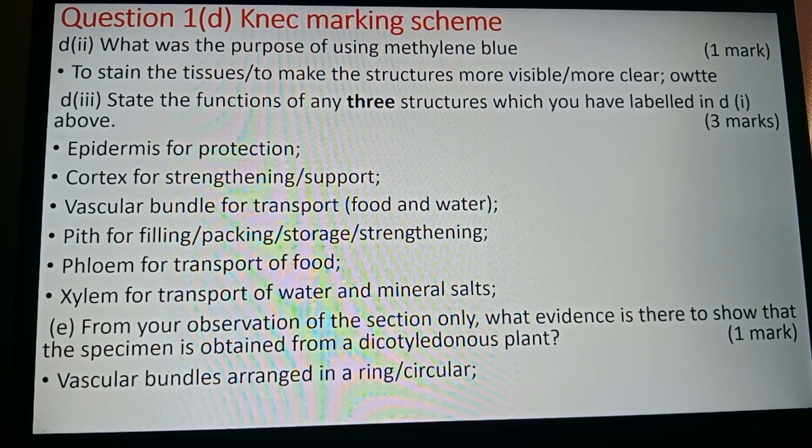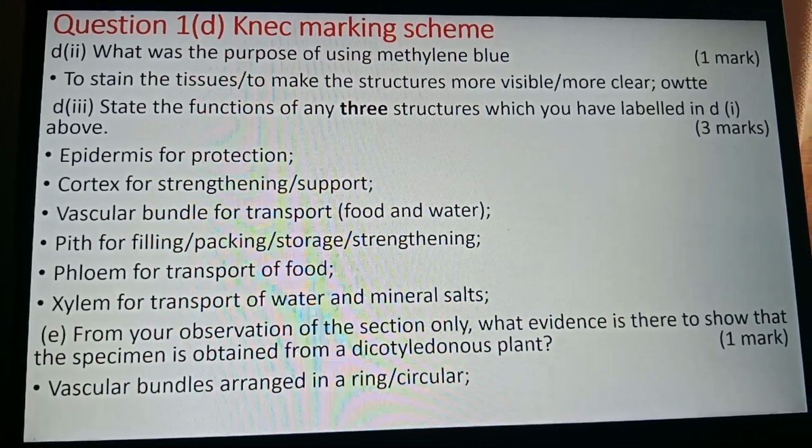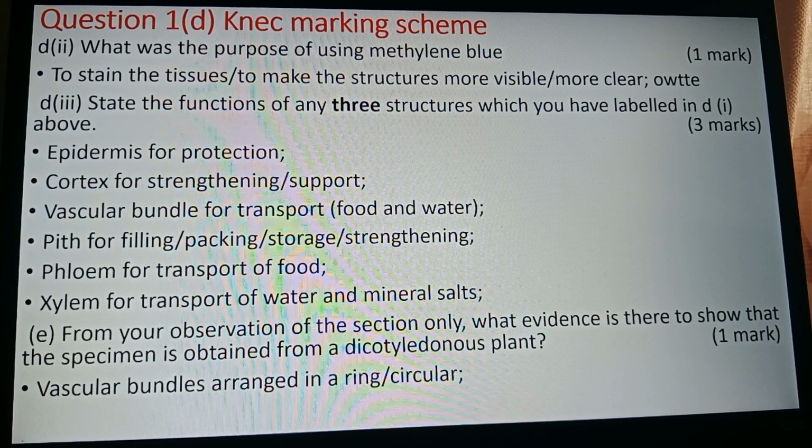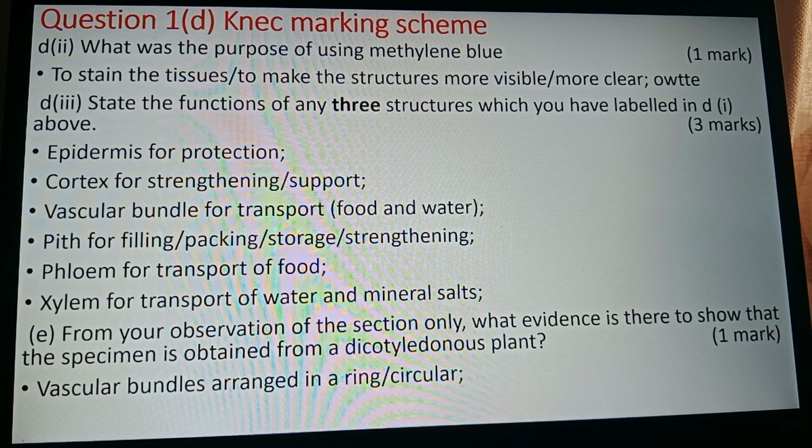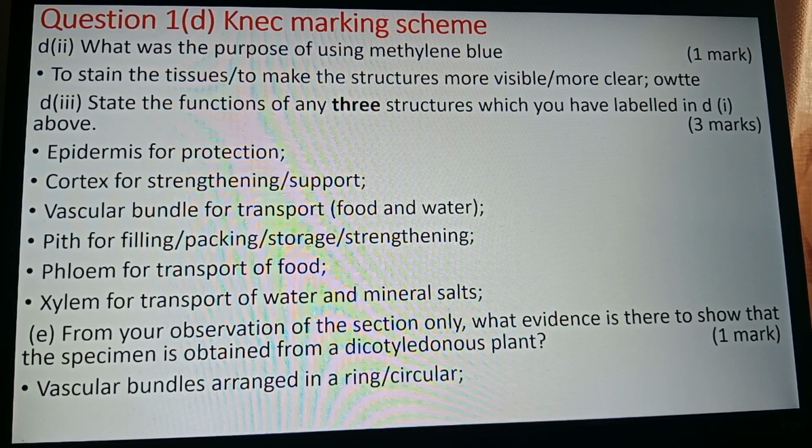Question 1D. What was the purpose of using methylene blue? To stain the tissues, or to make the structures more visible or clearer, or words to that effect. State the functions of 3 structures which you have labeled in the above. We have epidermis for protection, cortex for strengthening and support, vascular bundle for transport of food and water, pith for packing or storage or strengthening, phloem for transport of food, xylem for transport of water and mineral salts.